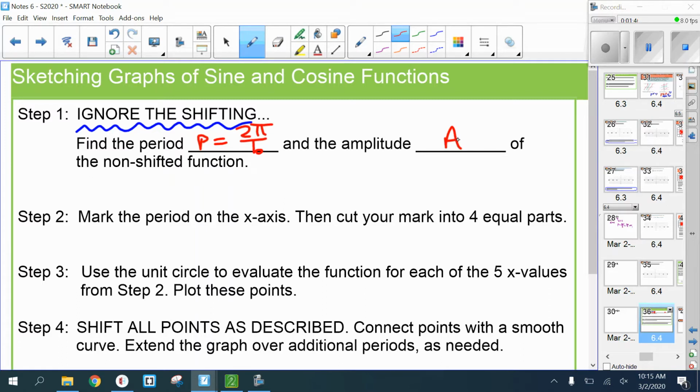Step 2, mark that period on the x-axis. So here's going to be your period. You cut it in half, mark it into 4 equal parts. Cut it in half and half again. So I'm doing the exact same thing.